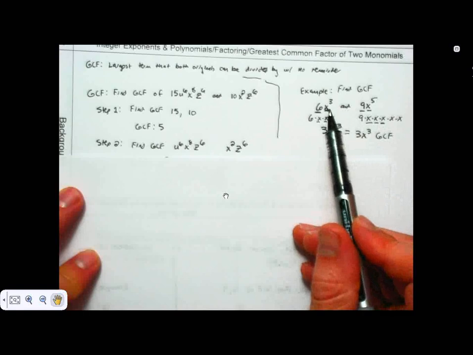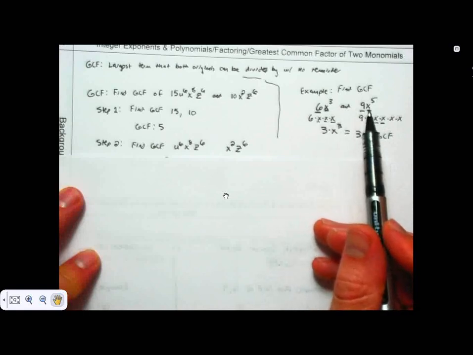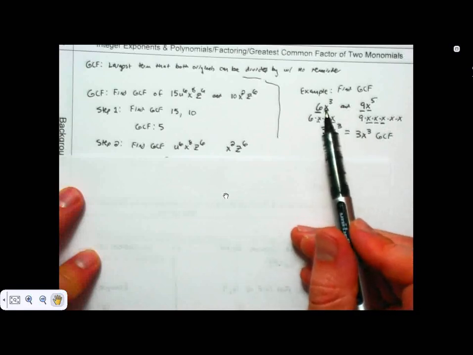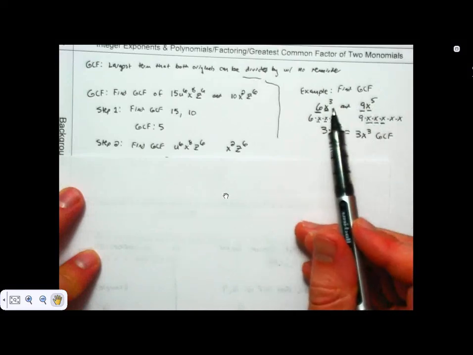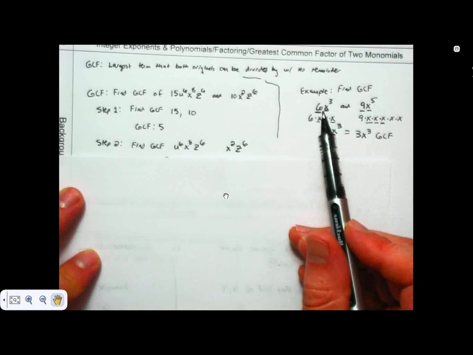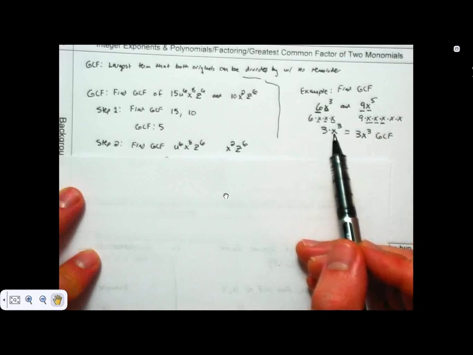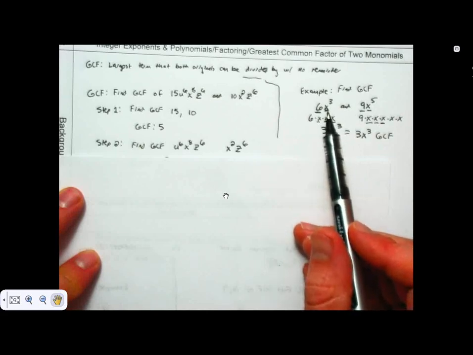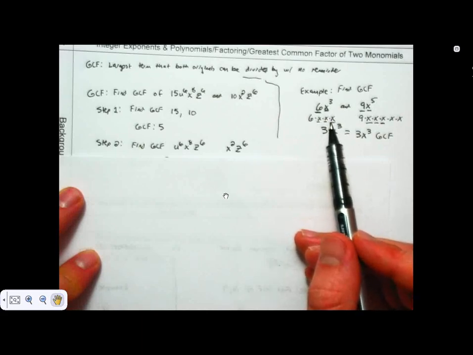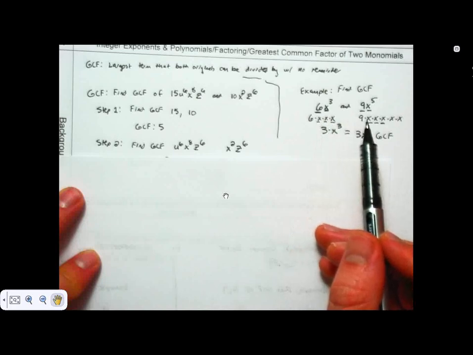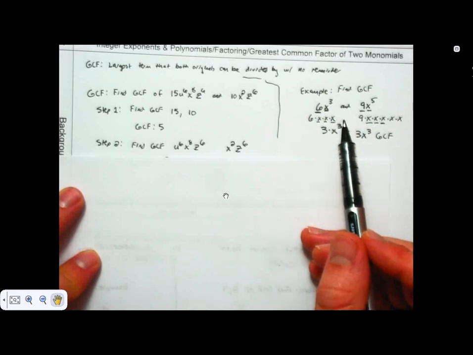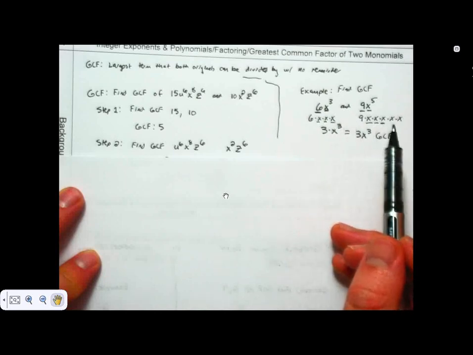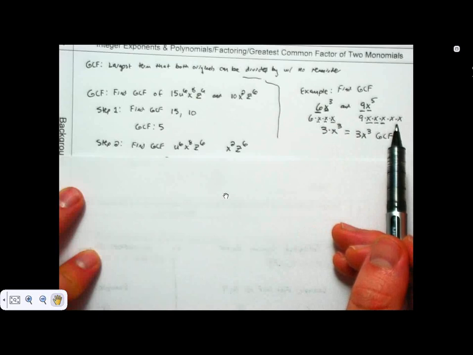Notice that each of these original terms had x's in them, had factors of x. This one had 3 and this one had 5. Which one ended up appearing in our greatest common factor? Well, it turns out the smaller of the two did. The reason why is once we've used up those x's with the x's in the second term, then there are no other x's for this first term to share with these 2 extra x's in the second term.